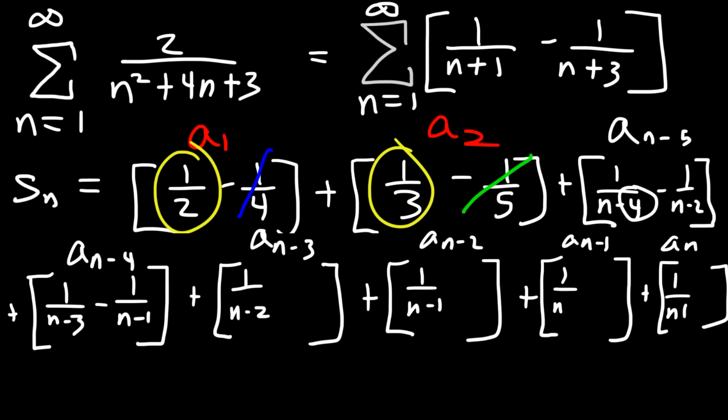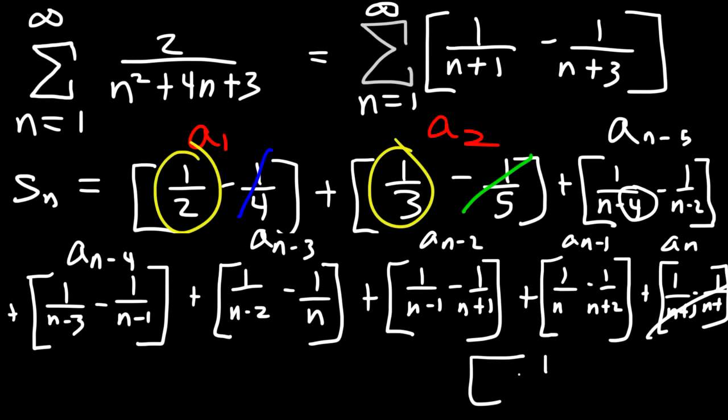So 1 over n plus 1. Here we have -2, -1, and then it's going to be 0, and then it's going to be +1, and then +2, and then +3. I'm going to rewrite this because I'm running out of space. So the last term is going to be 1 over n plus 1 minus 1 over n plus 3.